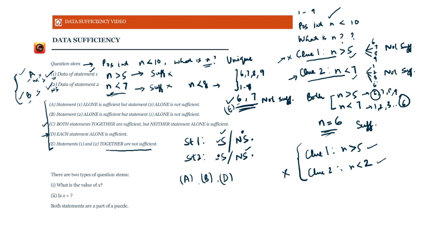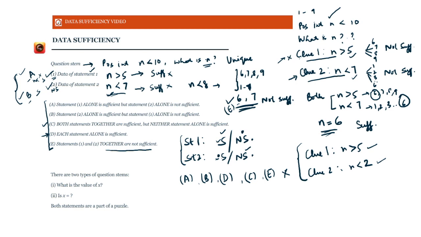Now I have to check that when I put the data together of both of them, is it sufficient or not sufficient? If it is sufficient, then my answer is C, and if it is not sufficient, then my answer is E. So just ensure that you review each statement independently first. After you review statement 1, go back to the question stem to take a look at it once again and come back to statement 2.